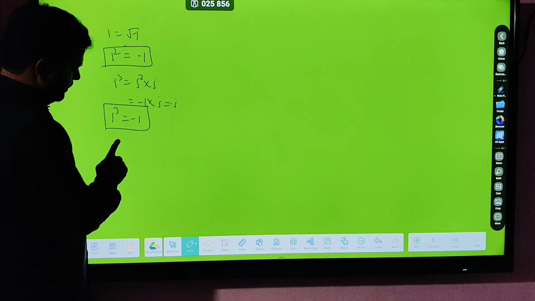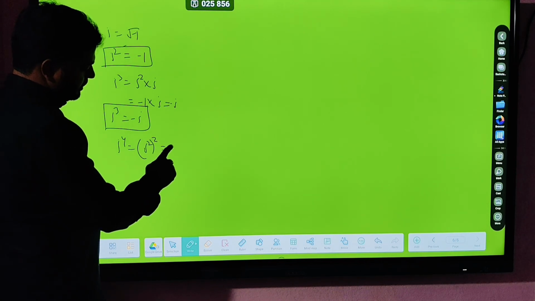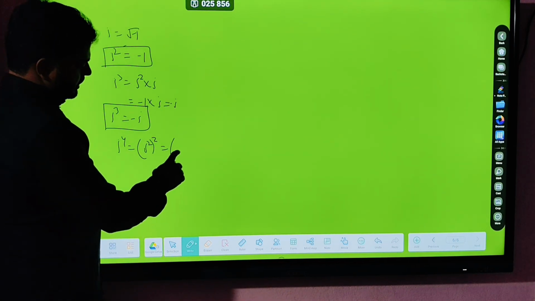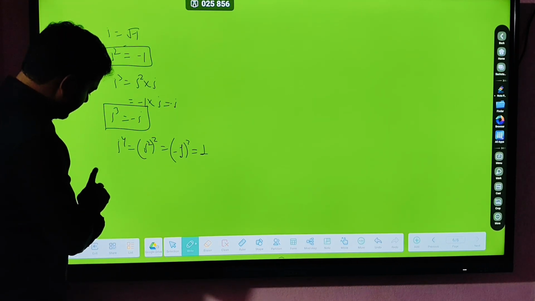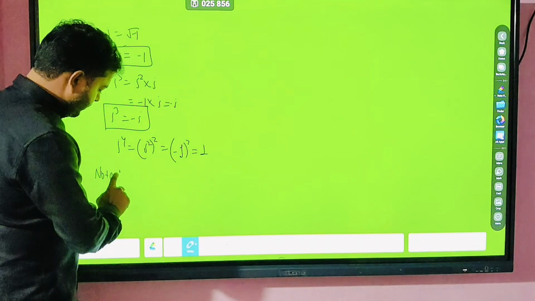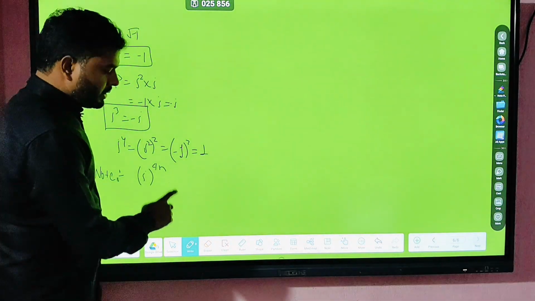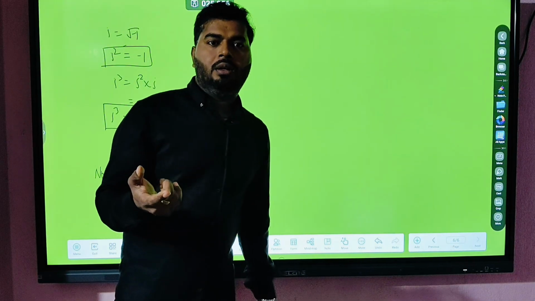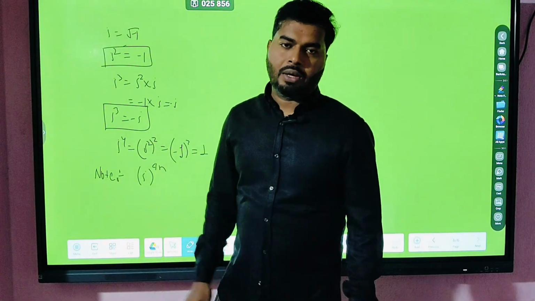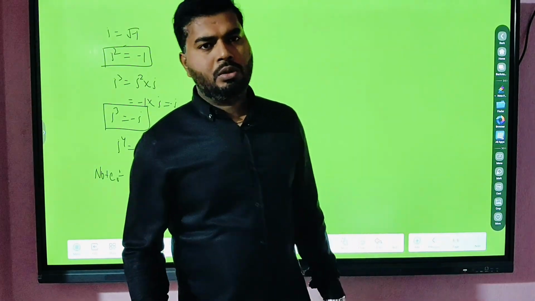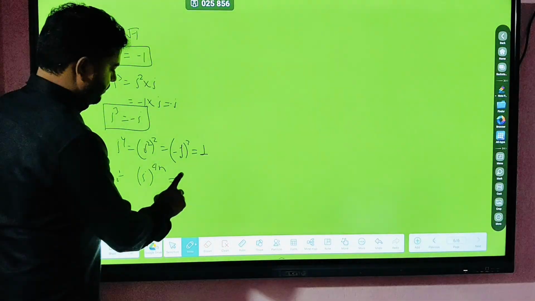Okay, second output. Now iota power 4, if you want to calculate, then we can write this as iota square whole square, and iota square is minus 1. So minus 1 square is 1. So we'll take a note from here. What note do we have? Iota power 4n, means when iota has a power which is a multiple of 4, then the value is nothing but 1. So you can just ignore it, because 1 into any number is that number, right? So iota power 4n is 1.